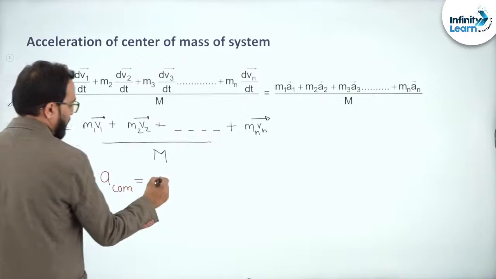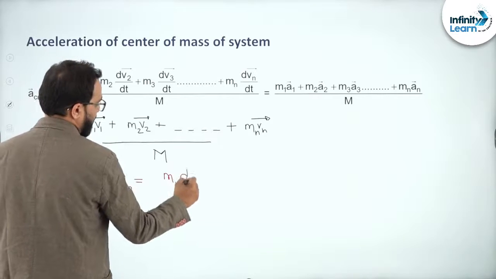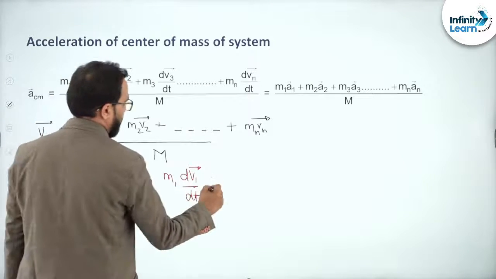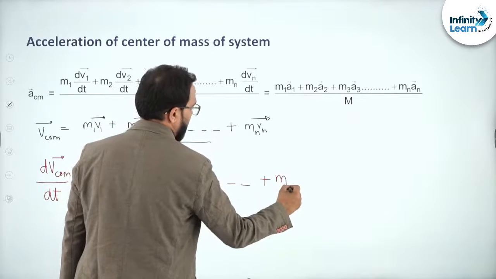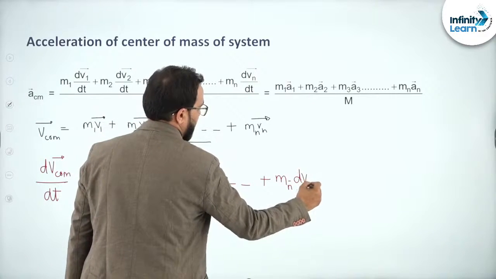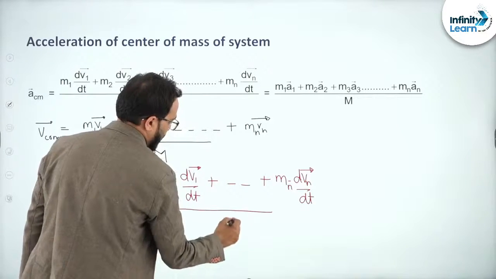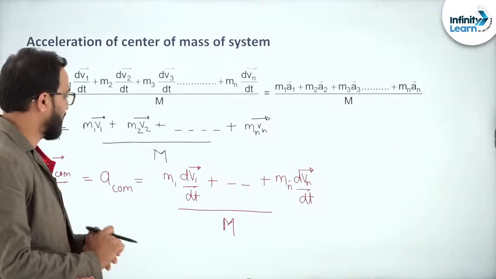Acceleration of center of mass, which will become (m1 dv1/dt plus up till mn dvn/dt) upon total mass. Do you understand this? Simple.